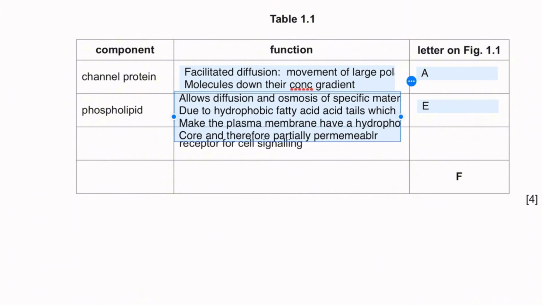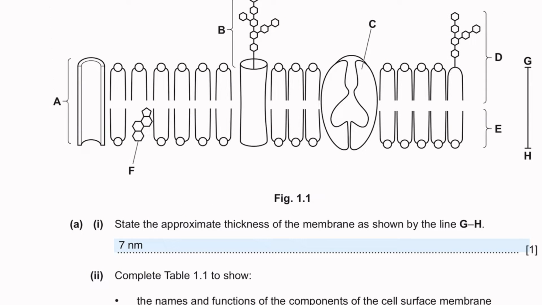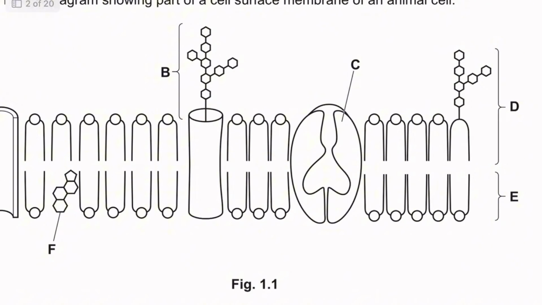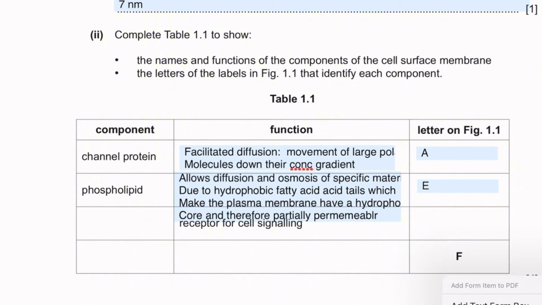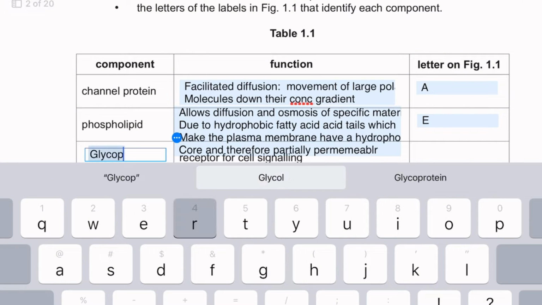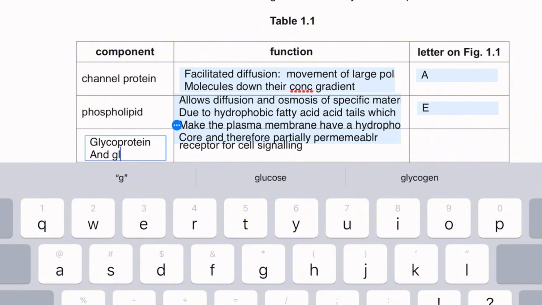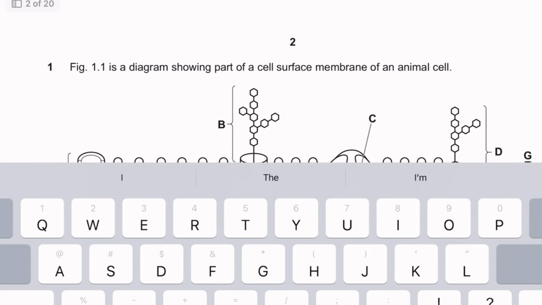Receptor for cell signaling. Which of these are receptors for cell signaling? Some of you may label F, but F is cholesterol and it's definitely not a receptor. But letter B and letter D are different molecules, one of which is a glycoprotein, one is a glycolipid, but they both do the same function. So I would add a text box here and write down glycoprotein and glycolipid, and then the letters that label each one respectively, as we mentioned here, B and D.